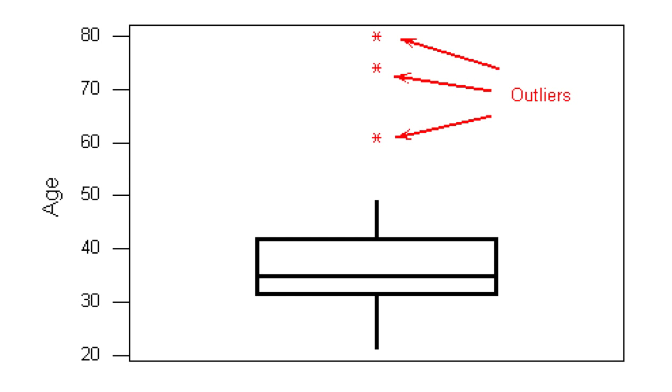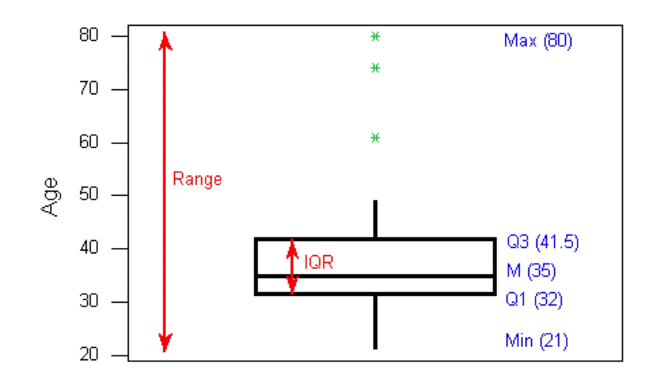Finally, the three outliers are marked with an asterisk. Here is the completed box plot.